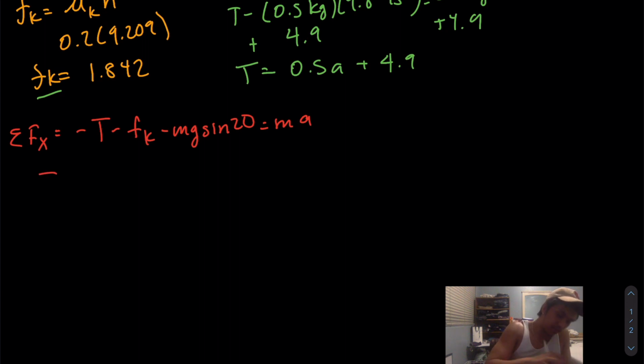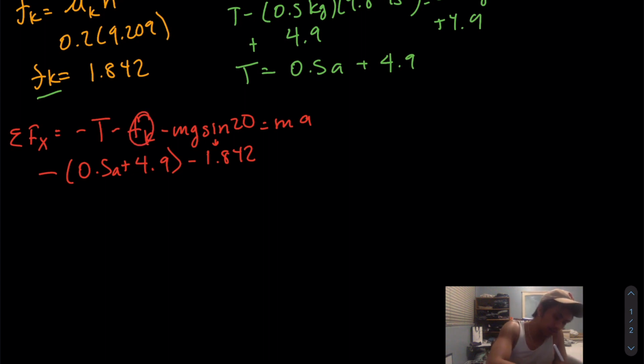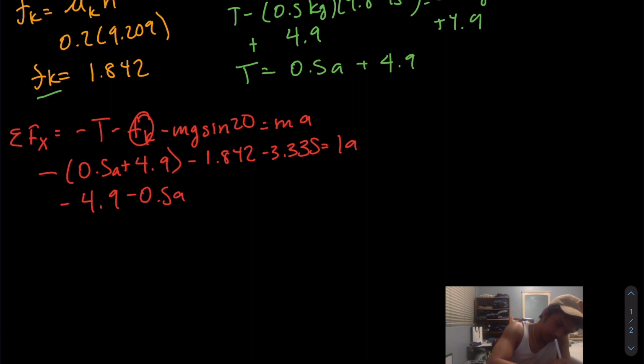So I have minus T. T is 0.5a plus 4.9. And then this is minus 1.842, and the mg sine 20 equals minus 3.35. That equals 1a. So then I'll get minus 4.9 minus 0.5a minus 1.842 minus 3.335, and that equals 1a.